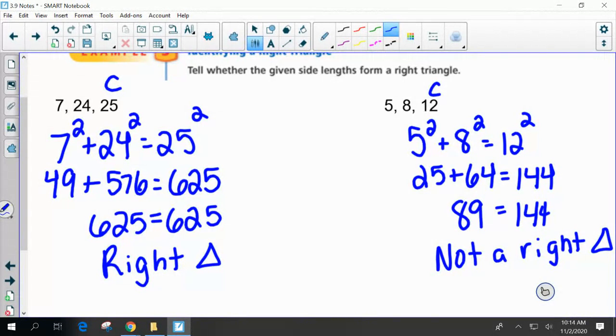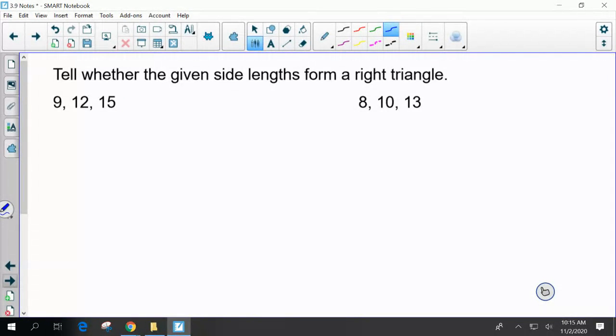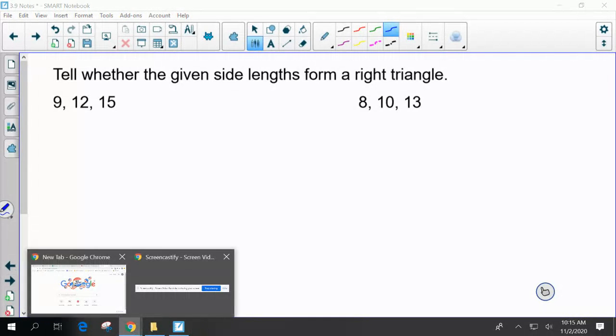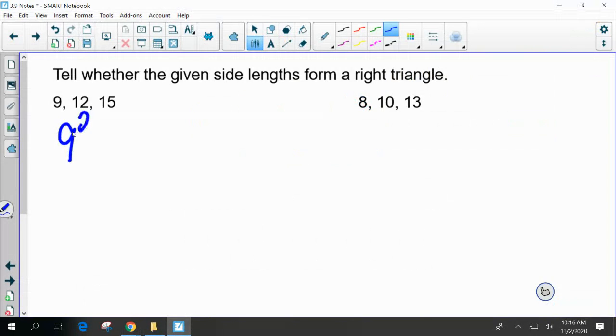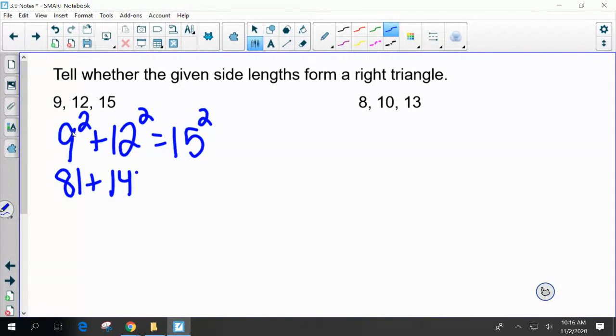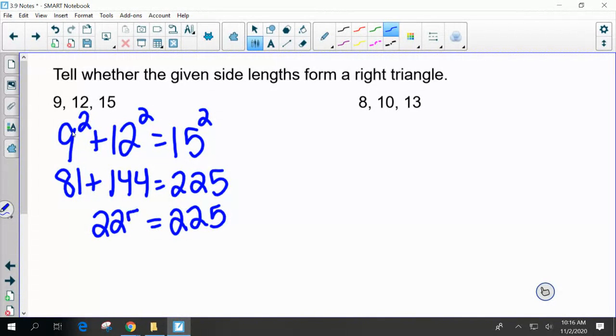Okay, so I want you to try the next two, doing the same process. You're deciding if it makes a right triangle or not. So you'll have to pause your video and go through those. All right, so 9 squared plus 12 squared equals 15 squared. So that would be 81 plus 144 equals 225. So 225 equals 225. So this one is a right triangle.